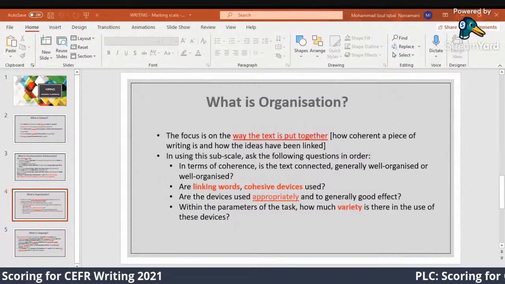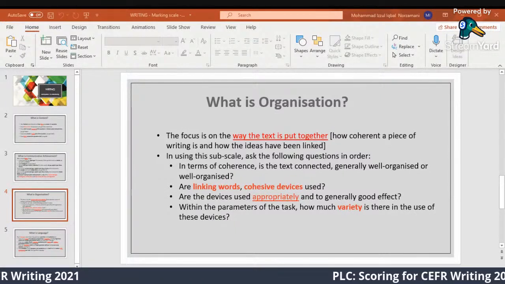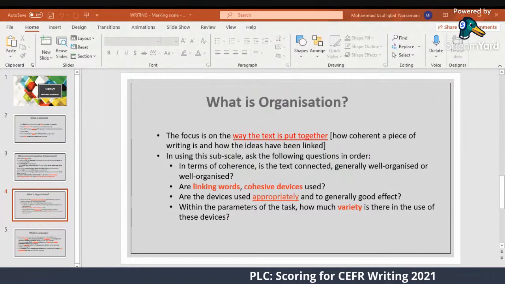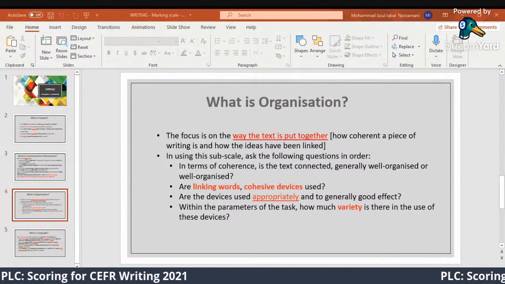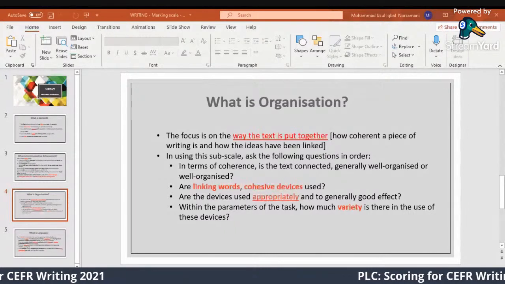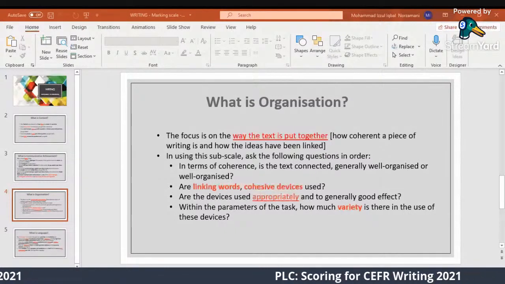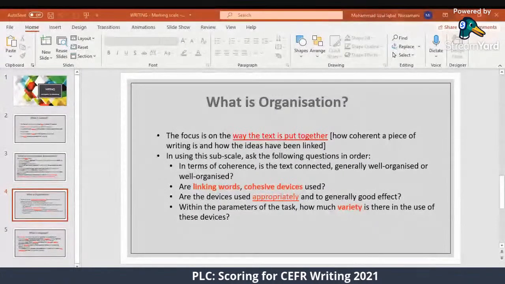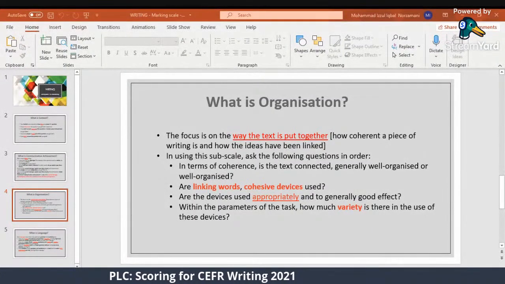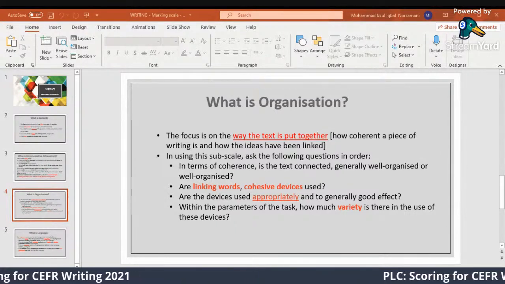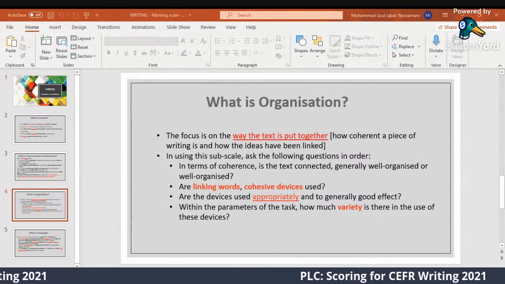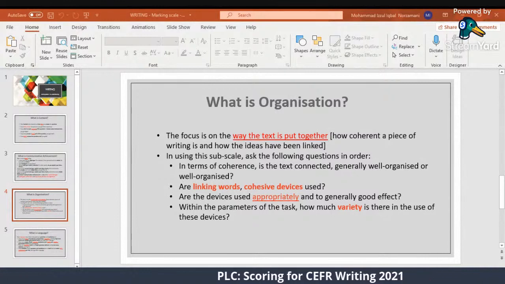Okay, but sometimes they might use a cohesive device, but it could be inappropriate. They might be summing up, but they would say "in addition." But summing up is more like "having said that," or "in conclusion," or "in a nutshell," or something like that, right? So if it's not appropriate, you have to mark them down, because it shows that they are not a good user of the language. They do not know how to use the devices appropriately. So you have to mark them down in organization, not on content or CA.